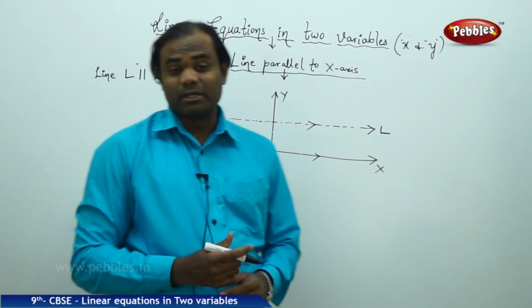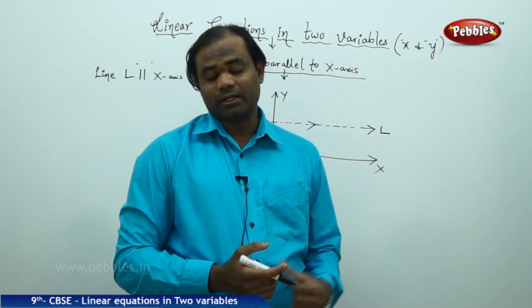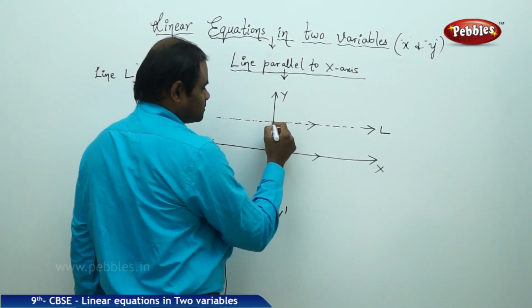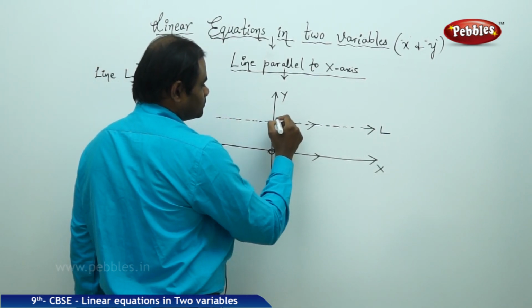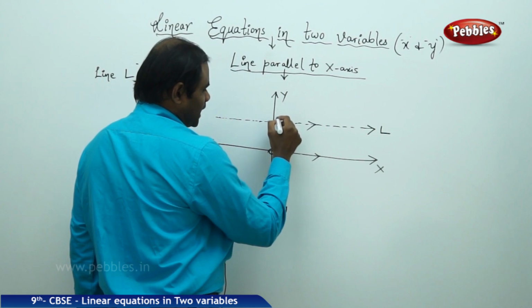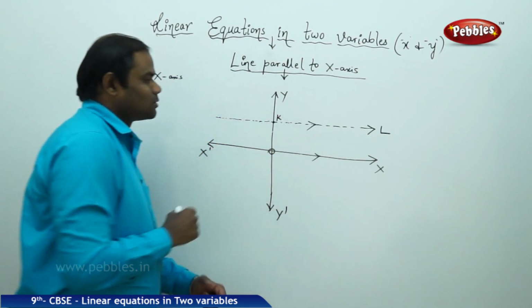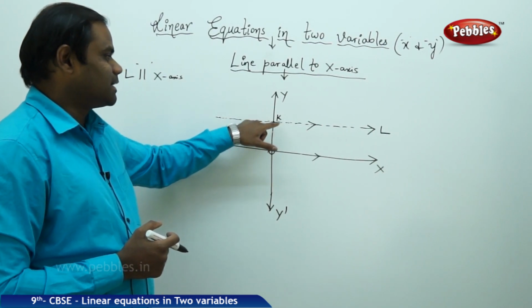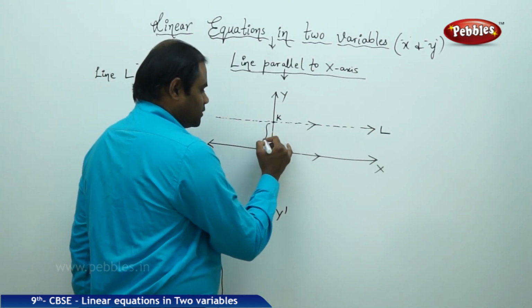So let's see what would be its equation and its investigation. Imagine I have this line which cuts the y-axis at k. So imagine that this line cuts the y-axis at exactly a distance of k units.